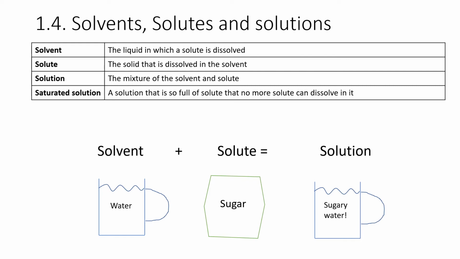And if you kept on adding sugar and stirring it and adding and stirring and adding and stirring, eventually you'd get to the point where no more sugar dissolved in that water. You'd see sugar at the bottom of the cup. And at that point, you would have a saturated sugar solution.